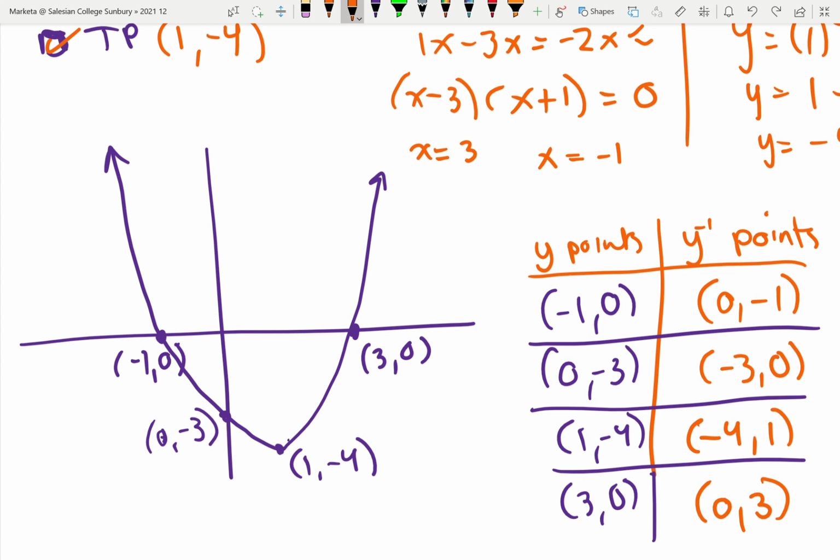So let's see. 0, -1, I'll put that on. 0, -1 will be around about there. The next one, -3, 0. So here. -4, 1, maybe there. And 0, 3, maybe here. And then we can just connect them up.